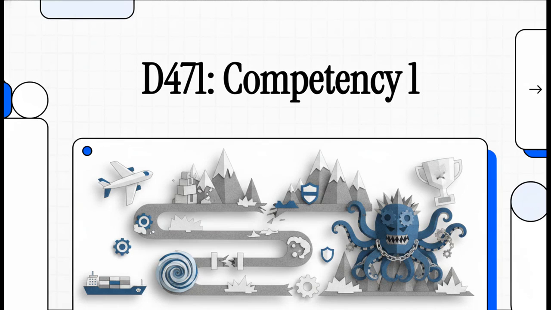So today we're tackling D471 Global Supply Chain Management. And honestly, we are diving right into the absolute boss fight of the course, Competency 1. This section covers supply chain management and risks, and yeah, it's a total beast. But hey, don't sweat it. I'm going to break down the exact strategies, the core concepts, and those hidden traps you need to dodge so you can level up and totally crush this competency. All right, let's get into it.